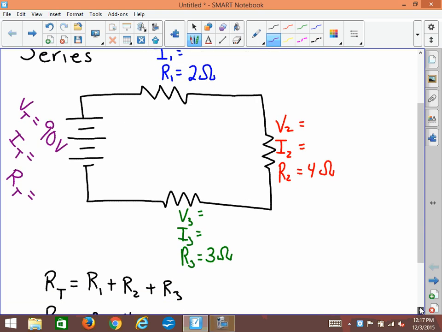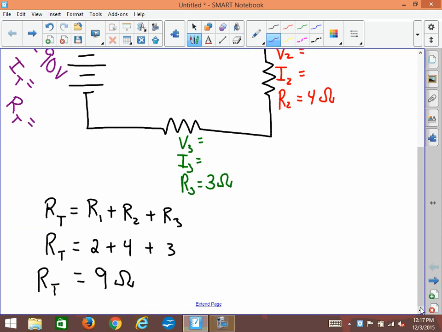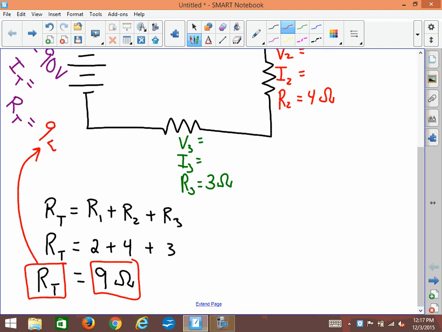Okay, so we've found out what the total resistance is. Good. Now that means that this number that I've drawn right here, this 9 ohms, is the total resistance, and it can go here. So now I know that this is 9 ohms.